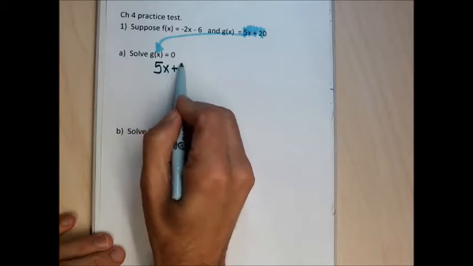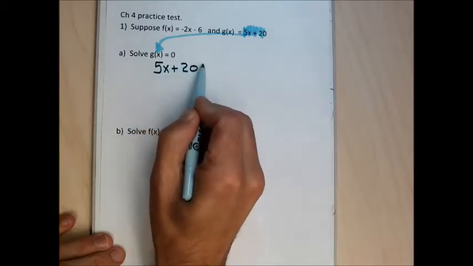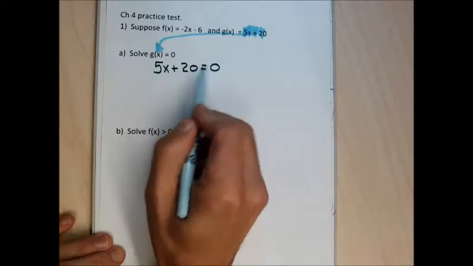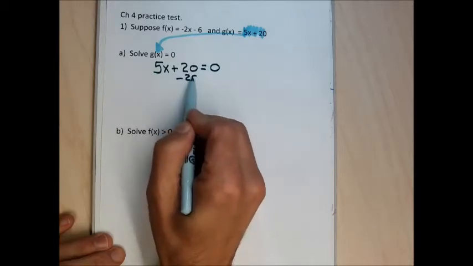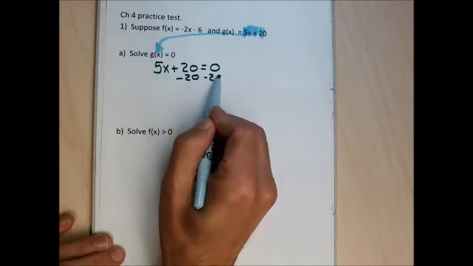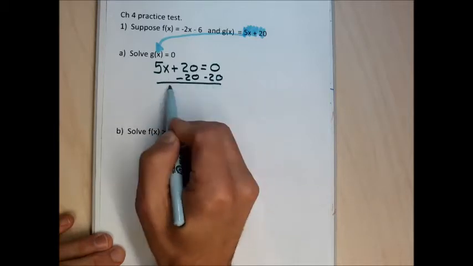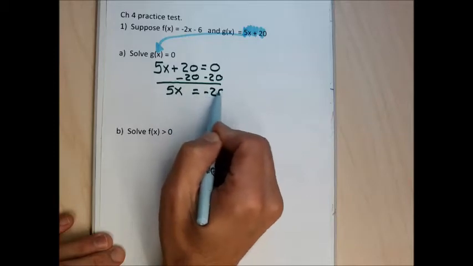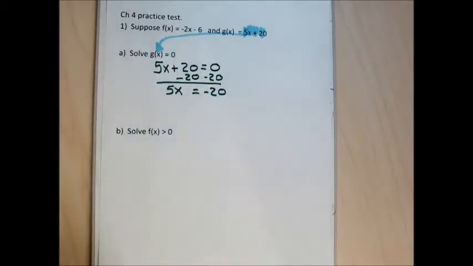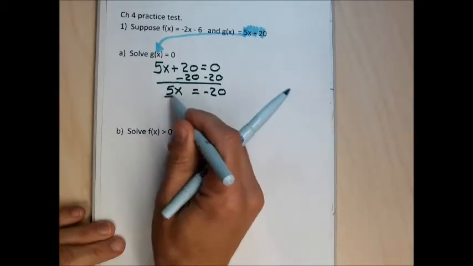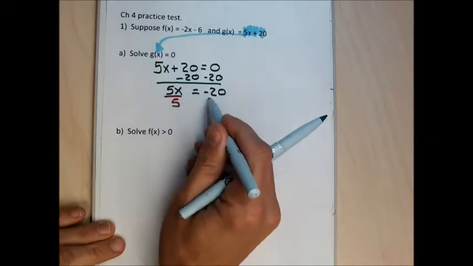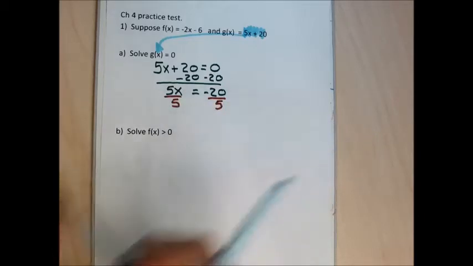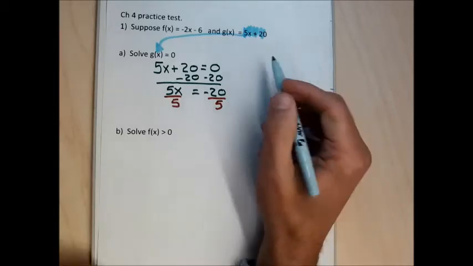So this just wants me to solve 5x plus 20 equals 0. I'm going to subtract 20 from both sides, and then I'm going to divide by 5. And that's going to give me negative 4 for an answer when I eventually get it done. So after I subtract 20, I've got 5x equal to negative 20. And then I'm going to divide by 5, and I'll get x equal to negative 4.